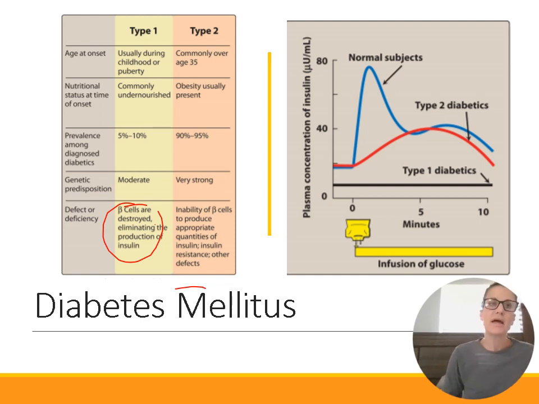Now, type 2 diabetes is not autoimmune. Type 2 diabetes is usually caused because the beta cells are unable to keep up with the need for insulin. And it usually begins with what we call insulin resistance, where patients produce insulin, but the insulin is not able to work as well as it should. Usually, this is associated with obesity.